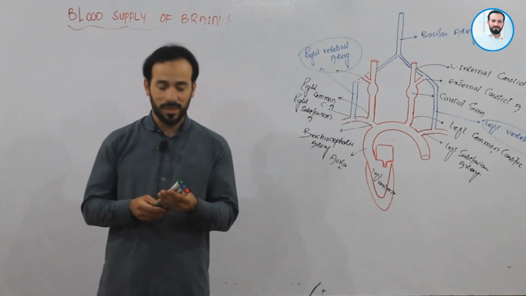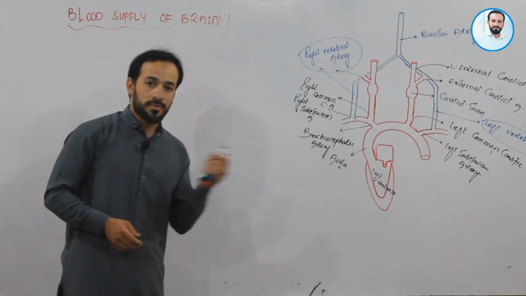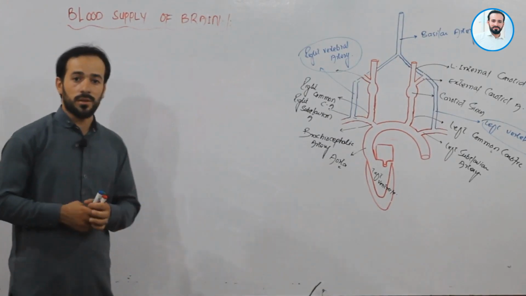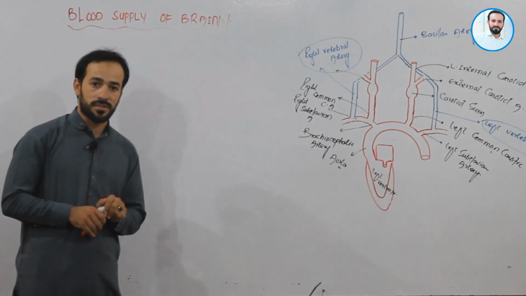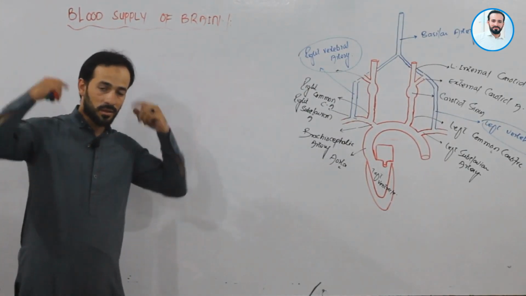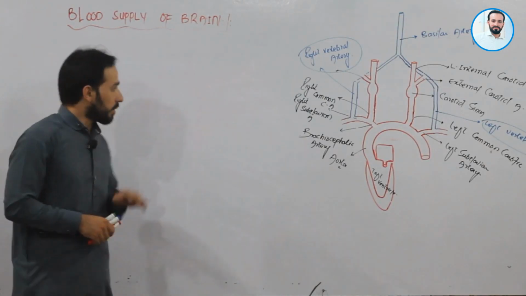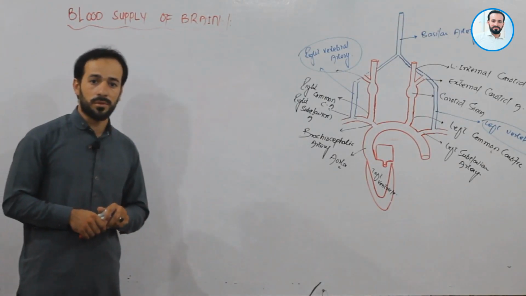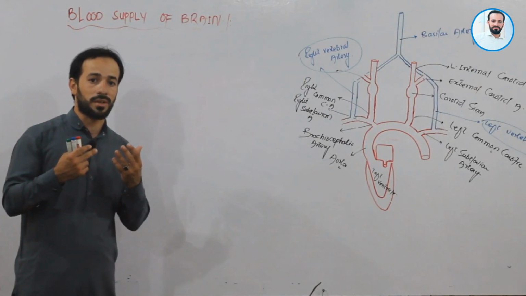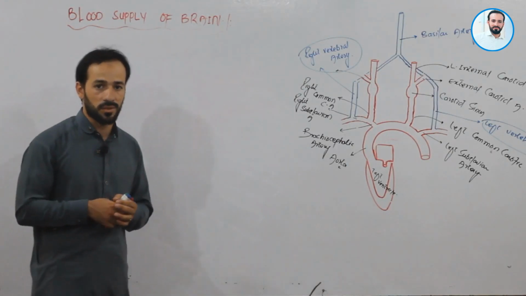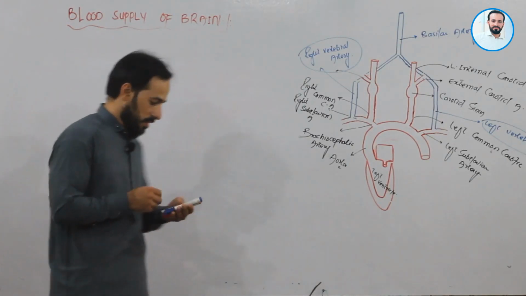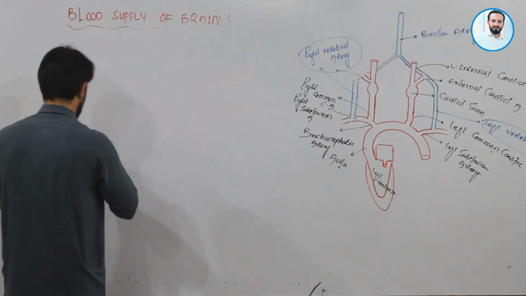Hello friends, welcome back. In the previous video we discussed the vertebrobasilar system or the posterior blood supply of the brain. Now in this video we are discussing the anterior system or the carotid system of the blood supply of the brain. So let's focus on our lecture.